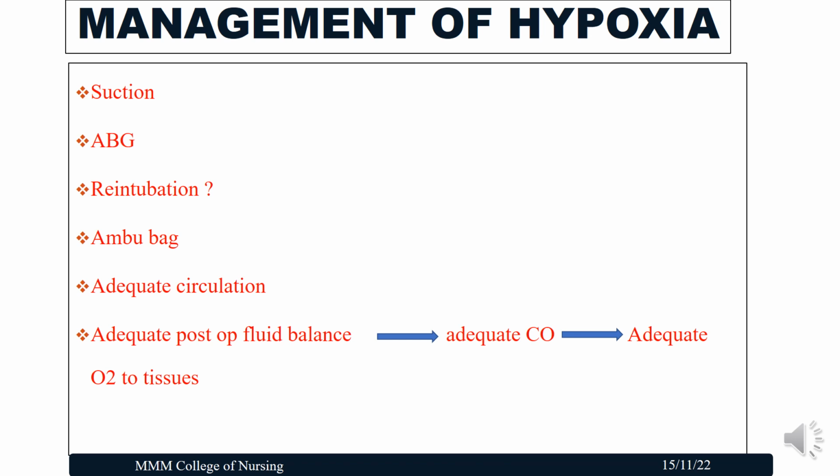If the patient is having airway obstruction, suction, then ABG analysis should be done. Think about re-intubation, Ambu bag, then adequate circulation. So adequate postoperative fluid balance should always be maintained for the patient for adequate cardiac output and adequate oxygen to the tissues.